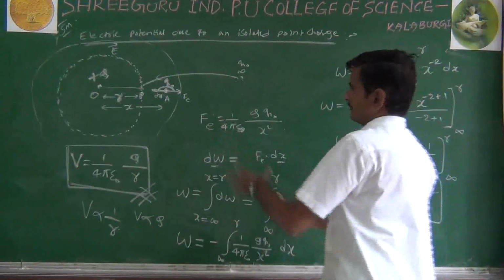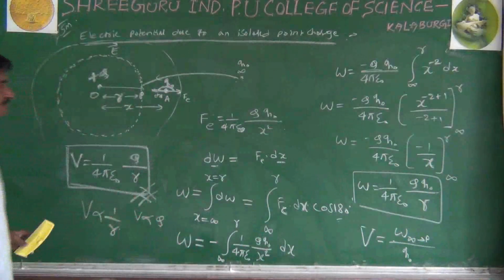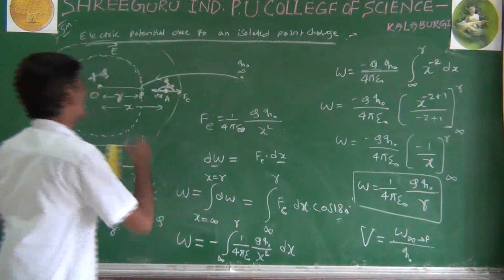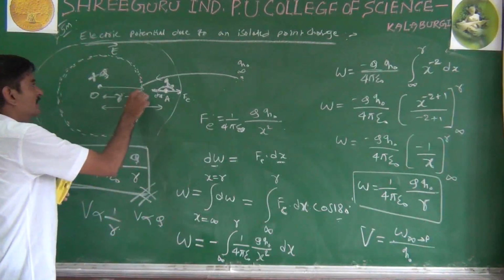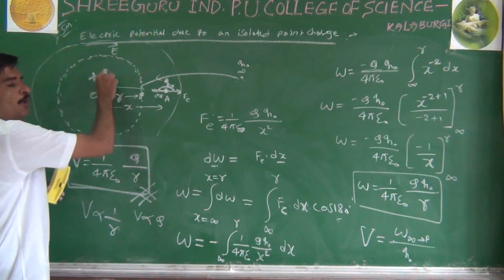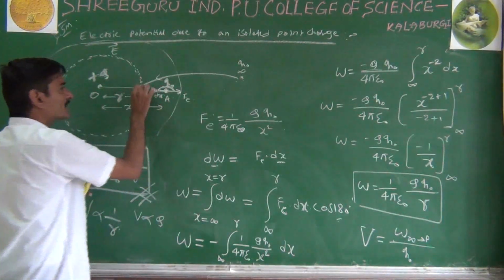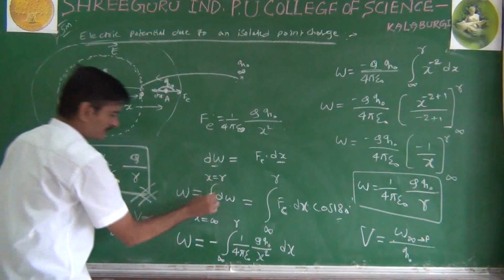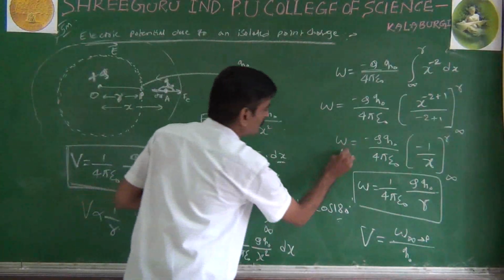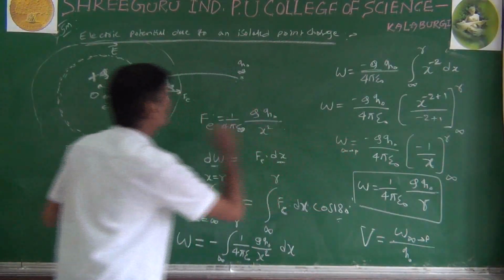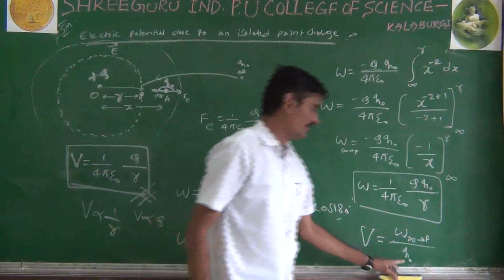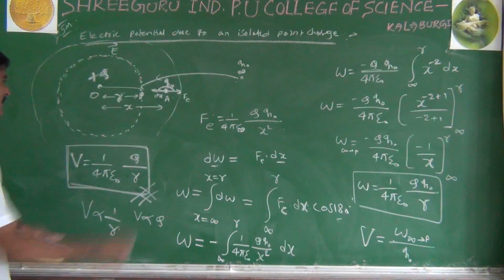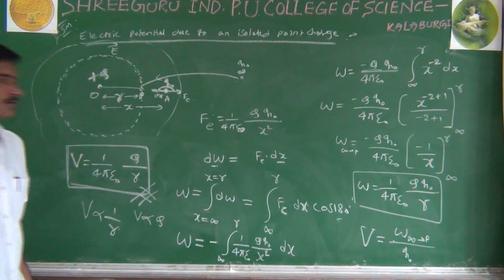This I will repeat once again. Here, we wanted the electric potential at the point P due to the source charge plus Q. What we calculated is the work done in moving the test charge from infinity to the point P. Then we divided by q naught, and then we got the electric potential at the point P. Understood? Got the idea?